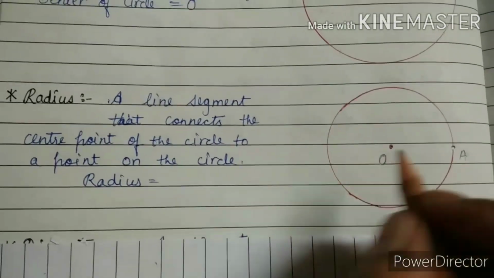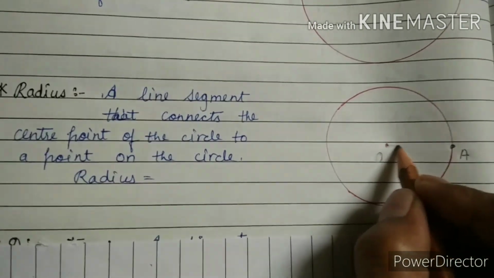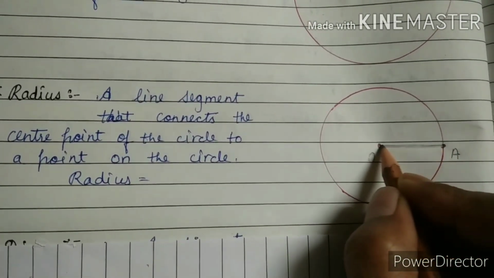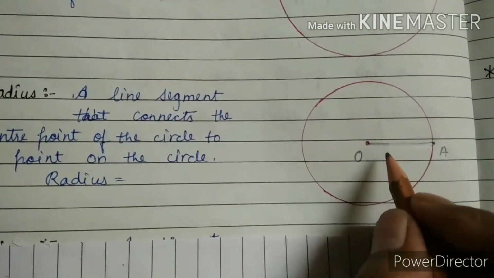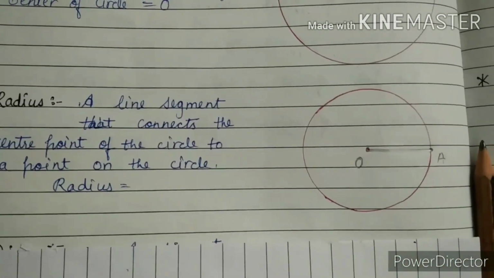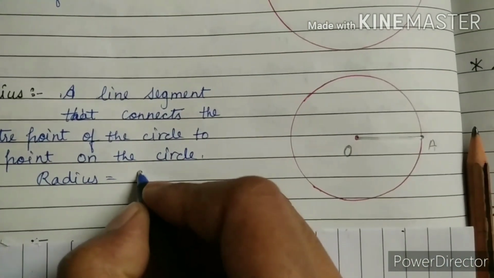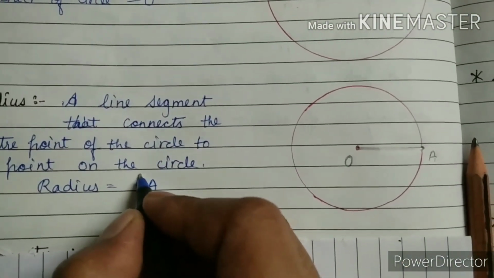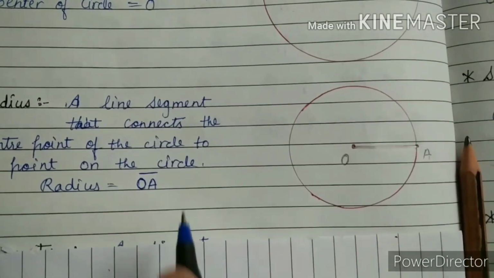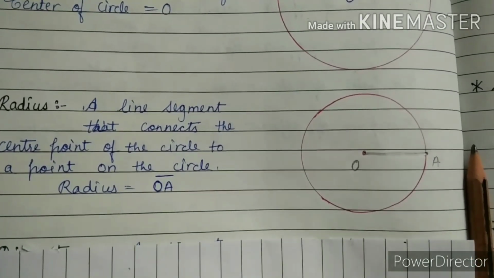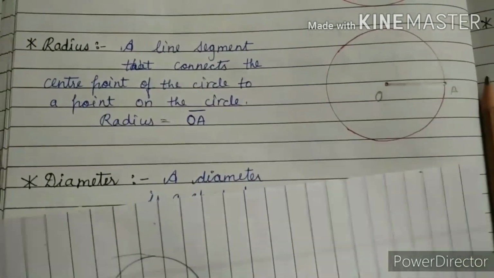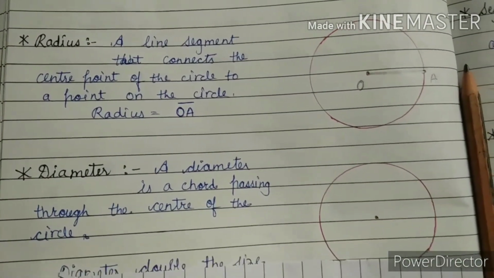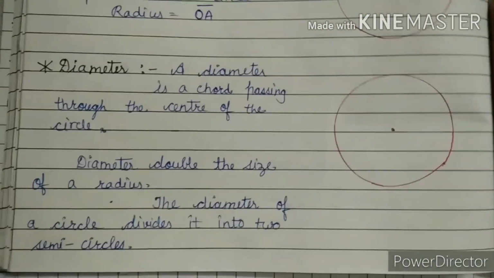When we connect O to A, we will get the radius of the circle. So here the radius of the circle is OA, and this is a line segment. That's why we have to draw a line on it. Now the new topic is diameter.